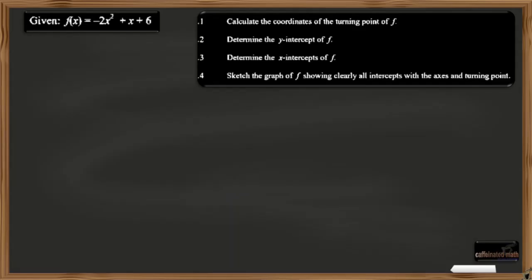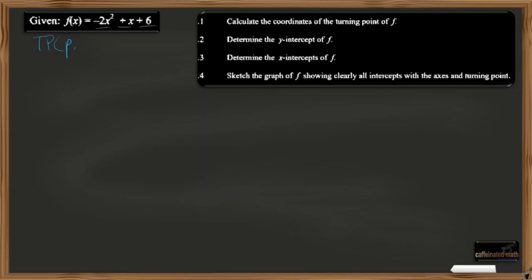In this problem, we are given a quadratic equation, f of x being equal to negative 2x squared plus x plus 6. That's standard form. Now, calculate the coordinates of the turning point of f. Well, we know how to get the x value.